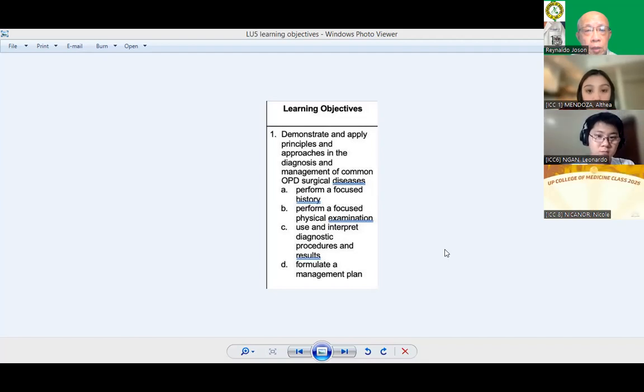But this patient, as I was told, was already an inpatient, right? Anyway, she started from the outpatient going inpatient naman. So you have to demonstrate and apply the principles and approaches in performing a focused history, perform a focused physical examination, use and interpret diagnostic procedures and results, and formulate a management plan.